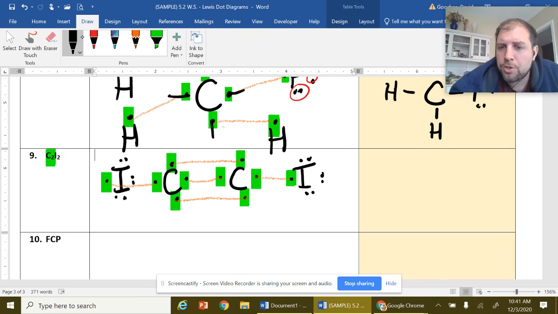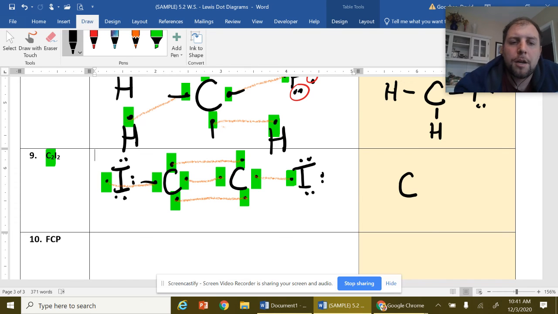All right, so now let's draw this. I'm going to start by drawing the central atom. It connects to an iodine on the left.